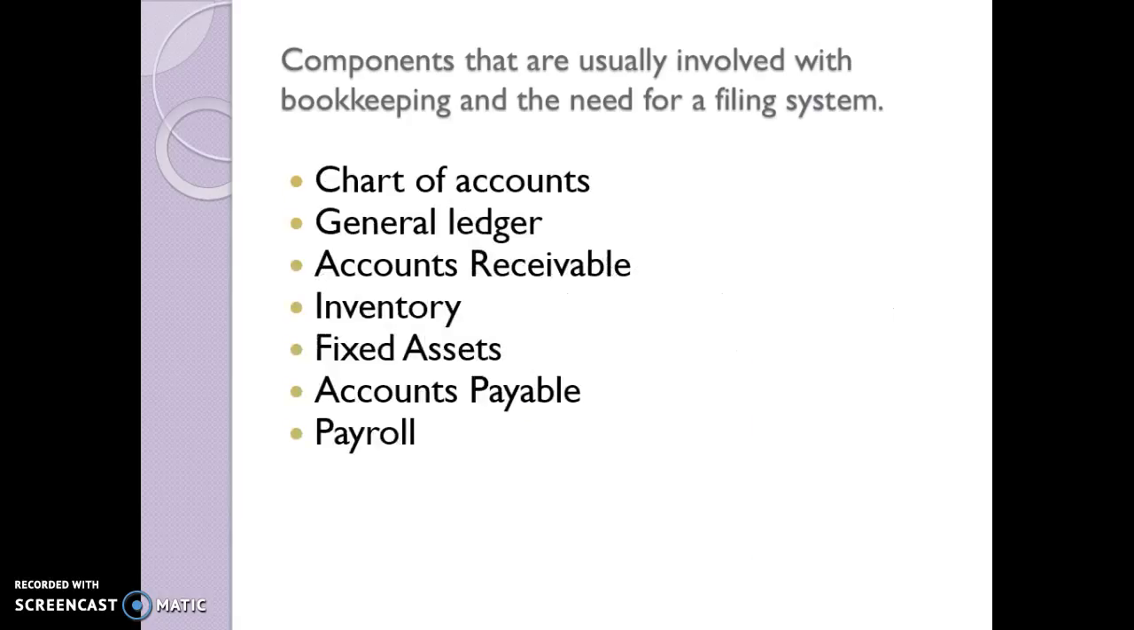The components that are usually involved with bookkeeping and the need for a filing system are chart of accounts, general ledger, accounts receivable, inventory, fixed assets, accounts payable, and payroll. So depending on the type of business and whether you outsource your bookkeeping, you may or may not use all these components.